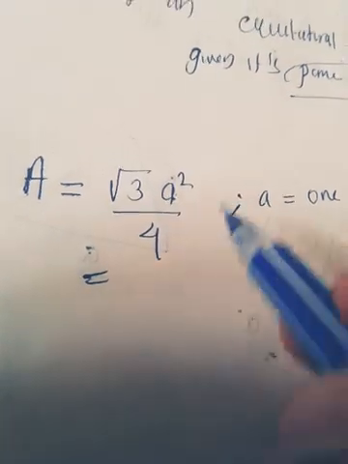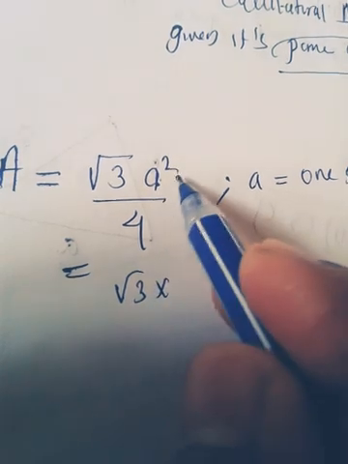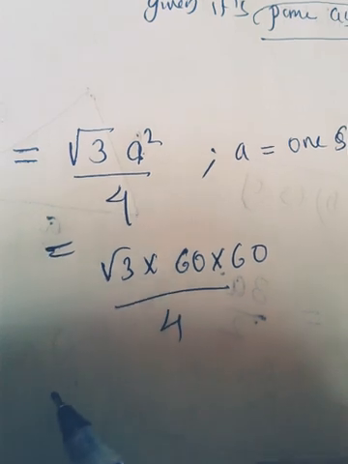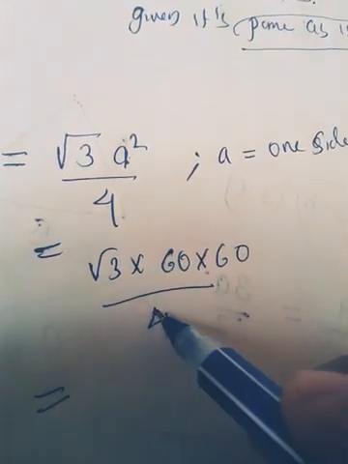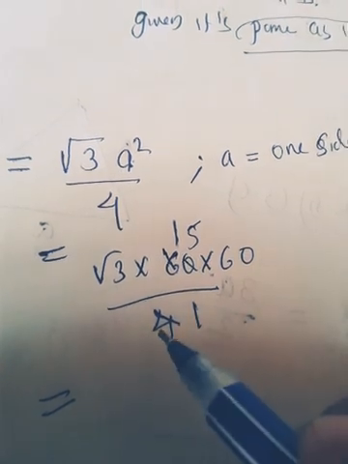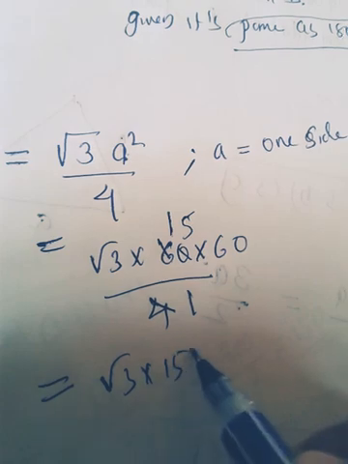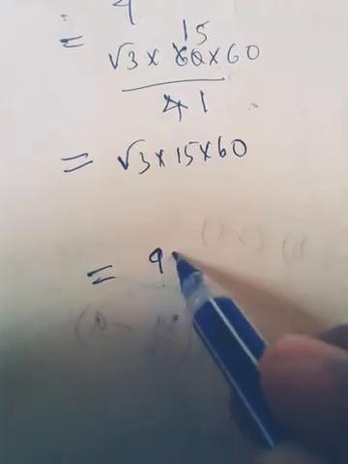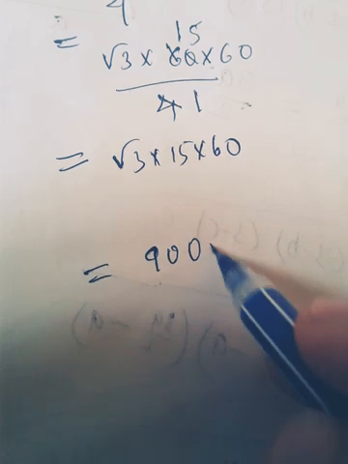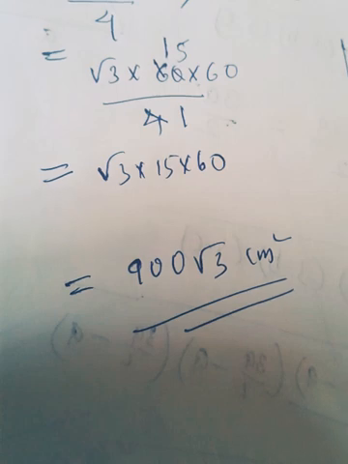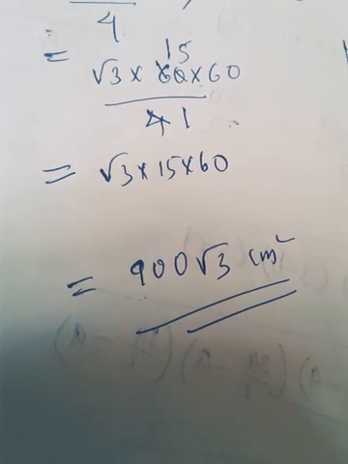Now we can substitute 60 here. So root 3, a square means a into a. Here we got the value of a as 60, so 60 into 60 divided by 4. Please check this answer with the backside answer. Now we can cancel this 4 and 60, 4 into 15 is 60. So answer will be root 3 into 15 into 60. Let me calculate 15 into 6, that is 90. So answer will be 900 root 3 centimeter square. This will be the area of the equilateral triangle. You may have understood, no?